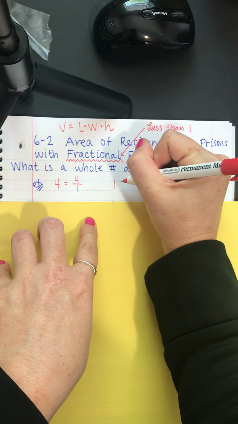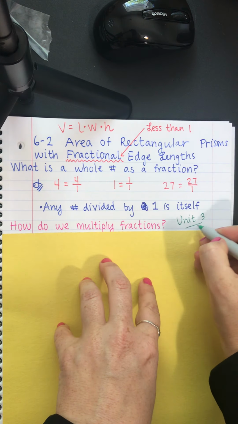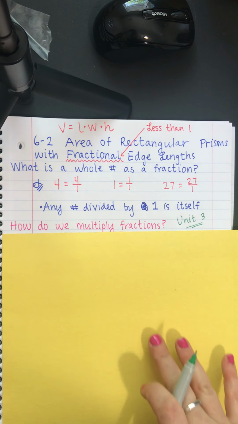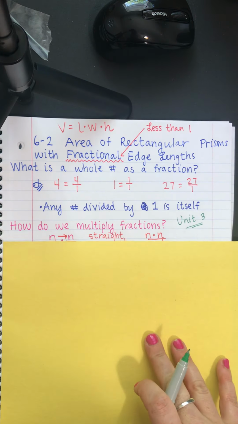How do we multiply fractions? If this is not enough of a reminder for you, you can go back to Unit 3 in your math notebooks. We have lots and lots of notes about this, and we already did an entire unit about it. Just straight across. So we have our numerator and our denominator multiplied by another numerator and denominator, and we just multiply them straight across. So it ends up being numerator times numerator and denominator times denominator. Let's do a couple of examples on those.